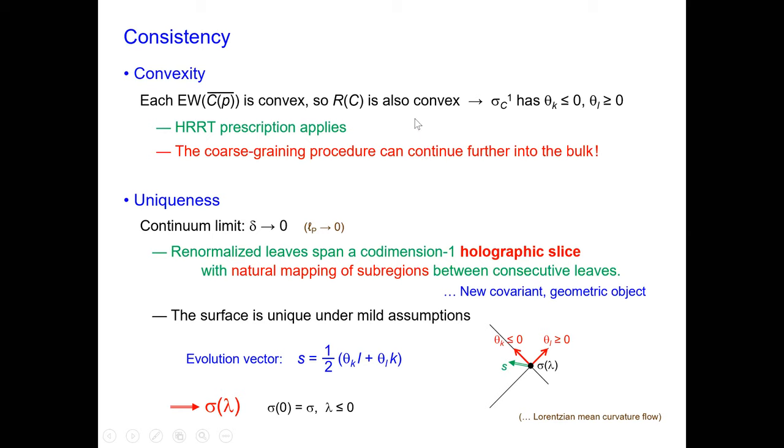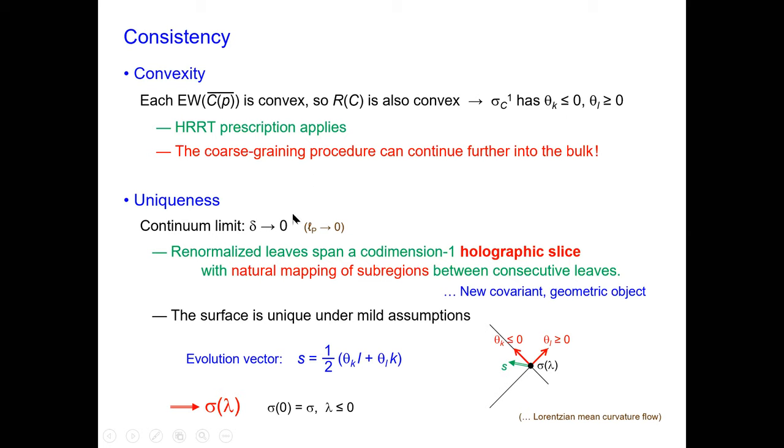But now in this k direction and the minus l direction, it is not necessarily marginally anti-trapped. It's a normal surface. In general, the minute you move in from the leaf, it's a normal surface. But the normal surface is convex. That means you can do this procedure of coarse graining and moving in again, and that's also convex. You can show it. Then you can move in by coarse graining, taking the intersection of all these entanglement wedges of the complement of the delta region, and then you move in more and more. So you can successively do this renormalization procedure.